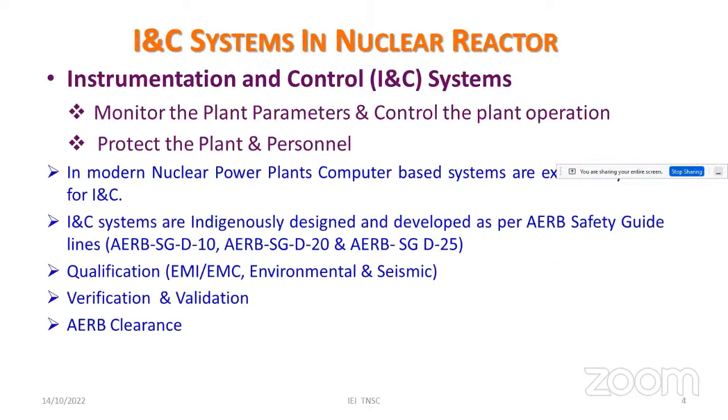INC system. INC systems play a vital role in reactors. It monitors the plant parameters 24/7 and controls the reactor operations. It also protects the plant as well as the plant personnel. In modern nuclear power plants, computer-based systems are extensively used for INC. INC systems are indigenously designed and developed as per the AERB safety guidelines. It has to be qualified for EMI, EMC, environmental and seismic qualification. Then we have to verify and validate the system. Then we have to obtain the AERB clearance.